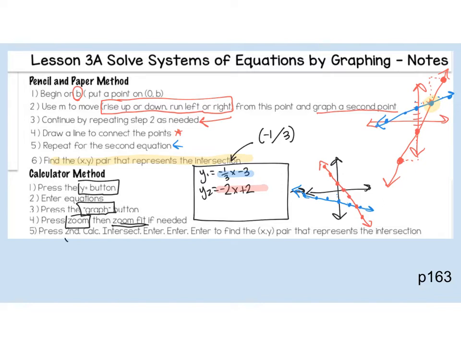So you press the second button, and then calc, intersect, enter, enter, and enter to find the XY pair. And it will tell you that the XY pair is 3, negative 4. And since you're following along on your calculator, you should have gotten the same answer. And if you didn't, there's a problem, and you should raise your hand to ask.